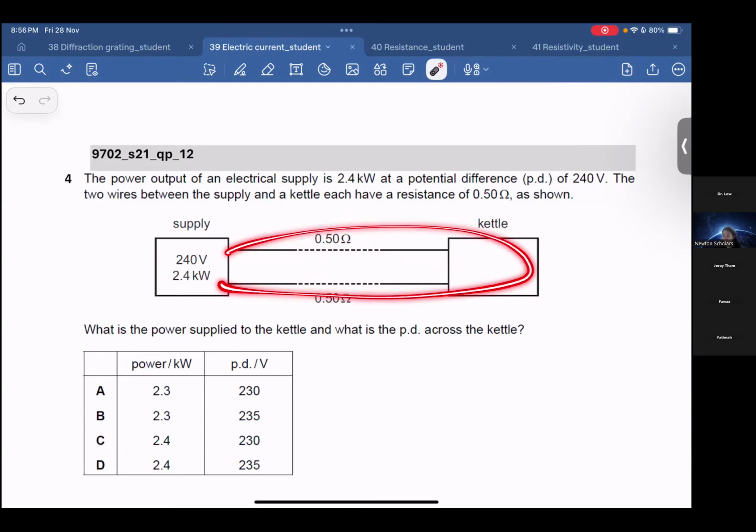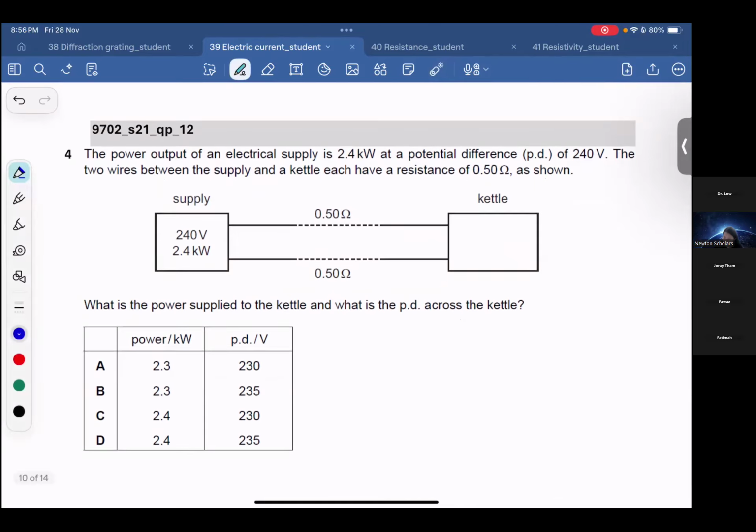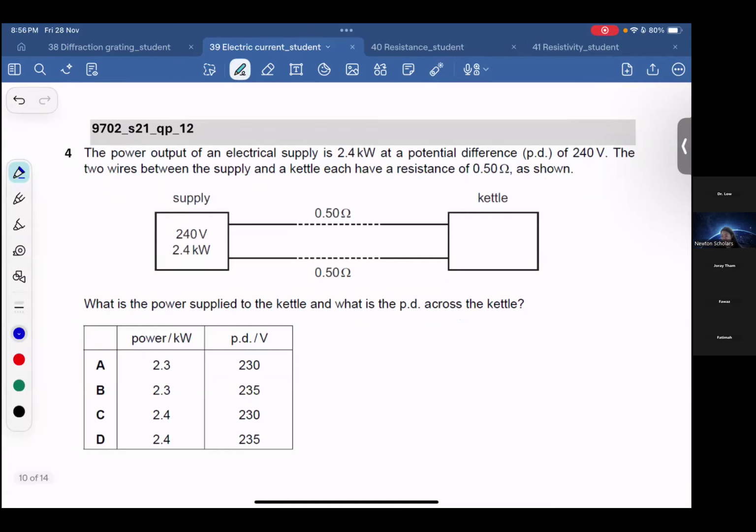So what is the power to the kettle? Power of the kettle. Okay, this is in series, so total power is equal to the power of the wire, two wires, plus the kettle. Power, we just add it up together.